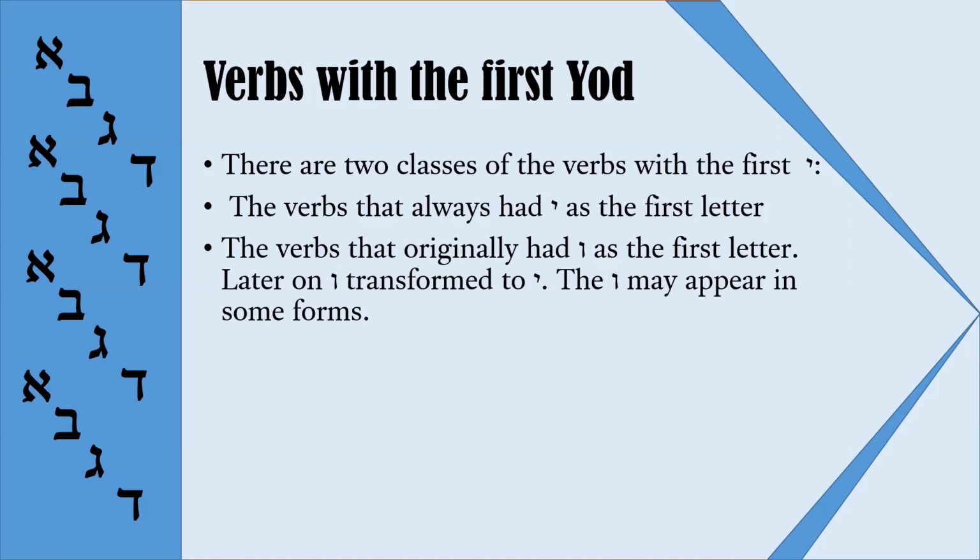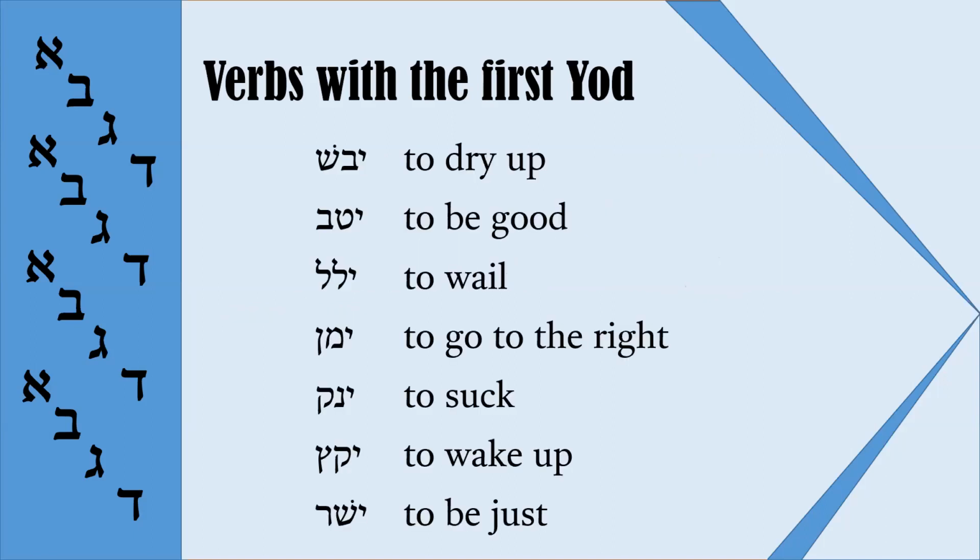In the first class, the letter yod was always there. But in the second class, yod was originally letter vav, but later on, it was transformed to yod. And in some of the forms, this vav appears again. In the first class, we have only 7 verbs.